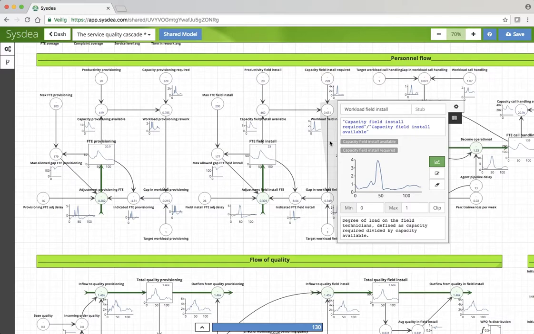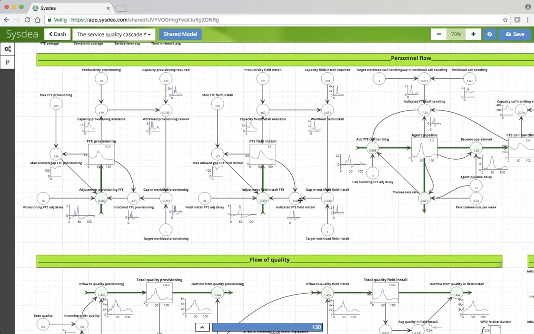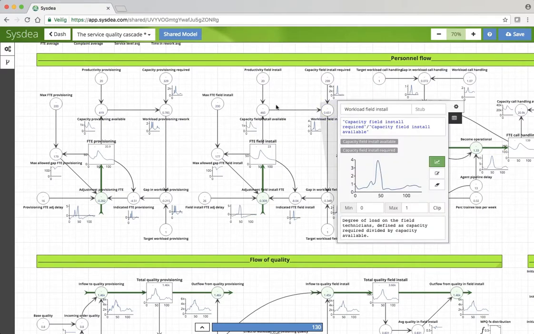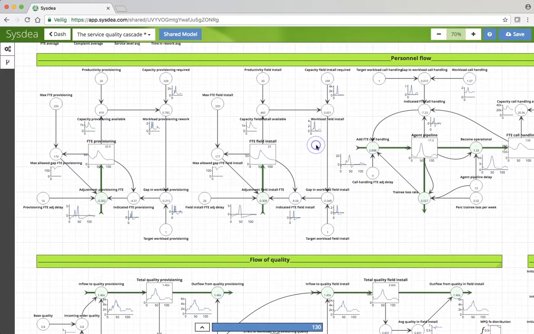That's the formula that we've had before. So this workload is basically a percentage. If you have a workload of 120%, that is 1.2, which means you need 20% more people than you have today. The capacity required is 20% more than your field install available. Then you'll get 1.2 out of here.